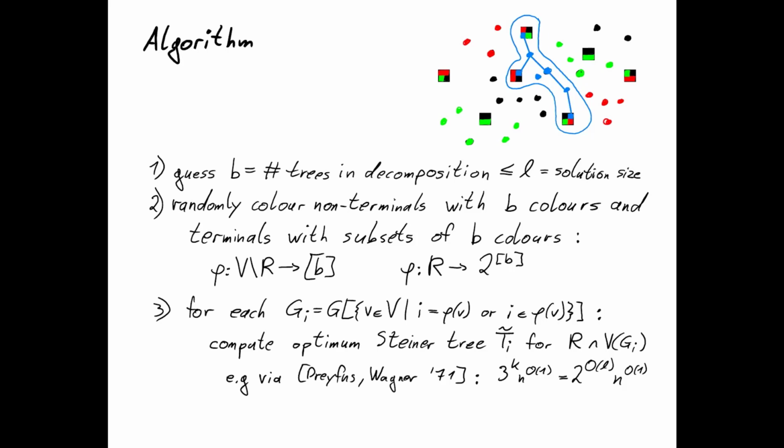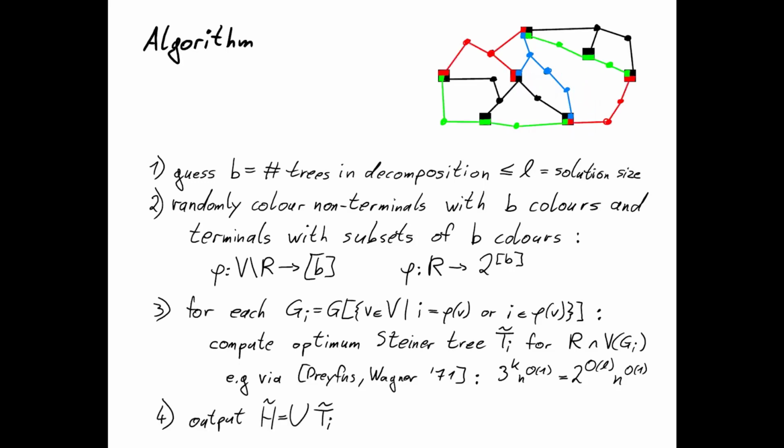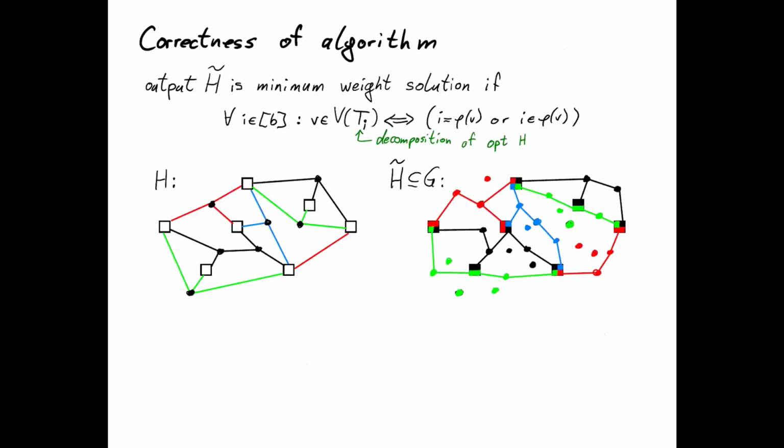Okay, and now we just compute an optimum Steiner tree for the terminals of this graph colored with color i. Okay, and as we saw before, there is an FPT algorithm for Steiner tree, since the number of terminals is bounded in the solution size. This gives us an FPT running time for our parameter. And yeah, in the end, we just output all of the trees that we get in this way.